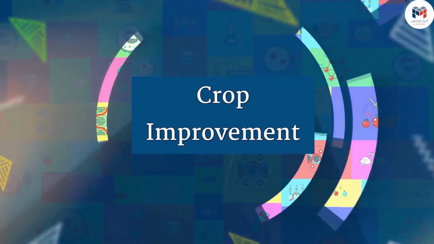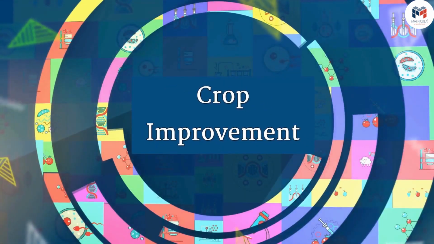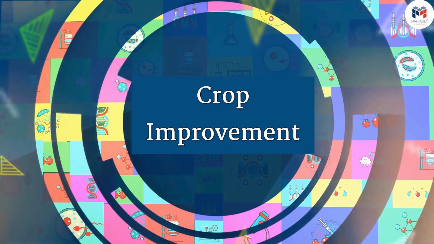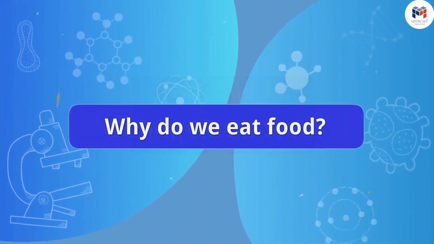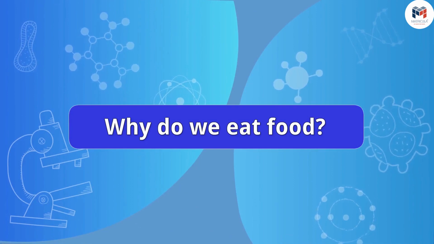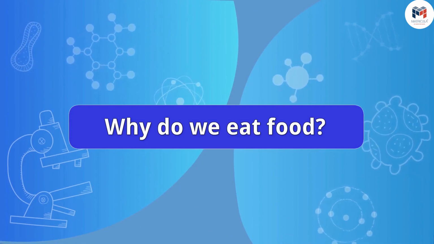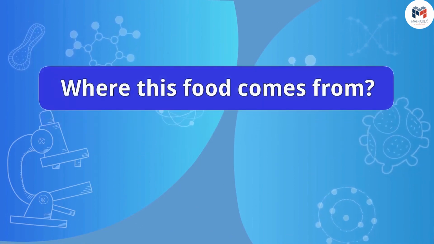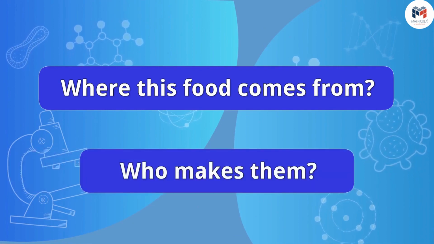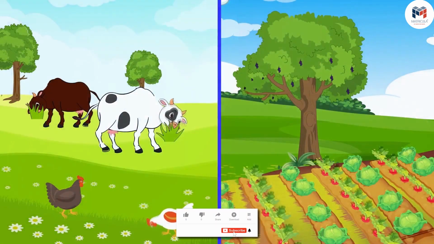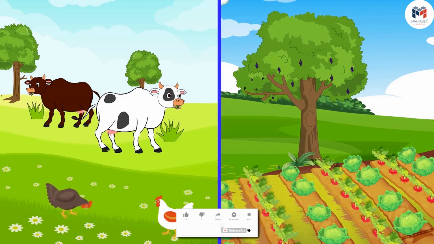In this video, we will understand different methods to improve crop. Friends, why do we eat food? To get energy, right? But have you ever thought where this food comes from? Who makes them? Well, humans get food from trees, plants and animals.